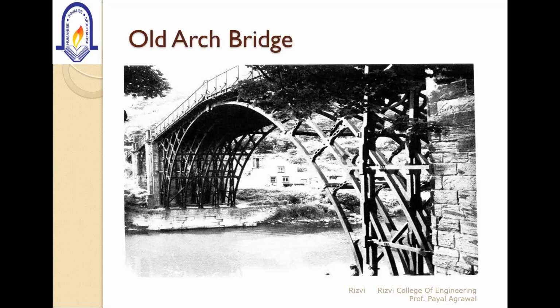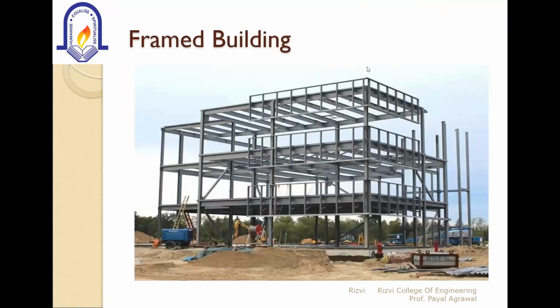Then here you can see this particular diagram is of the old arch bridge. Again, this old arch bridge is made up of steel. This bridge is totally made up of steel, as you can see in this diagram. Then this is your frame building. Again, this frame building is made up of steel. It is a 2 to 3 story building. It is made up of totally steel. So these are the different structures that are made up of steel.